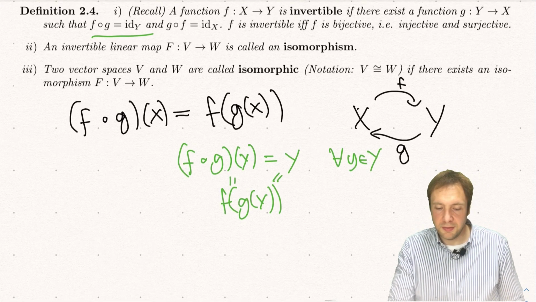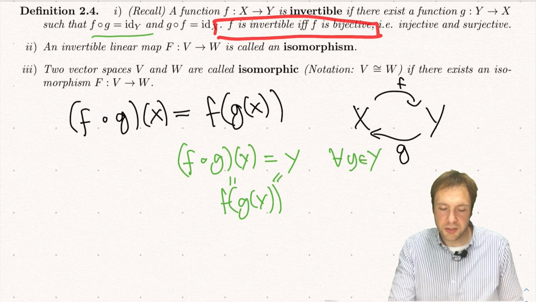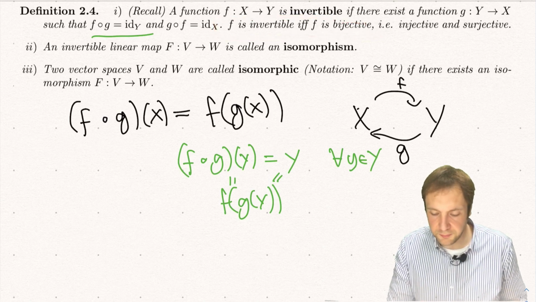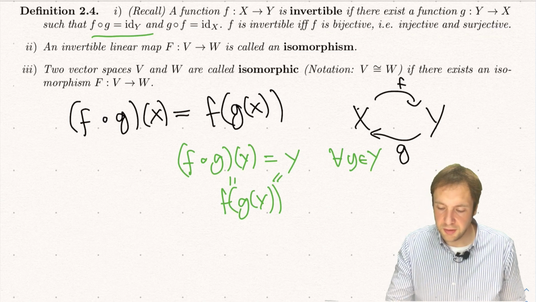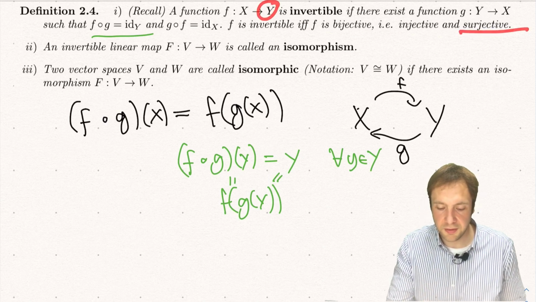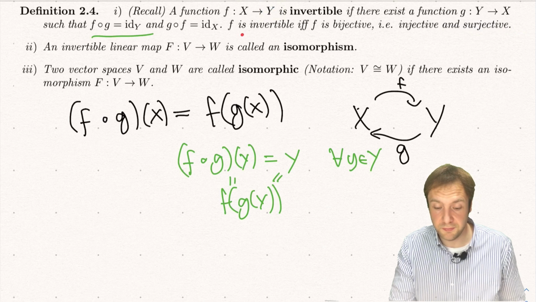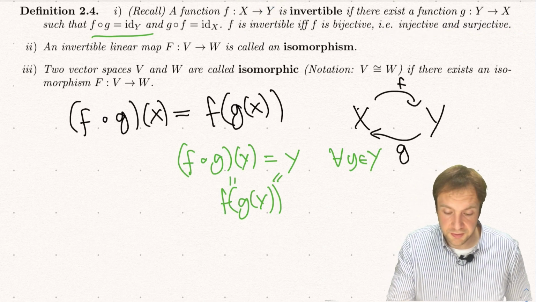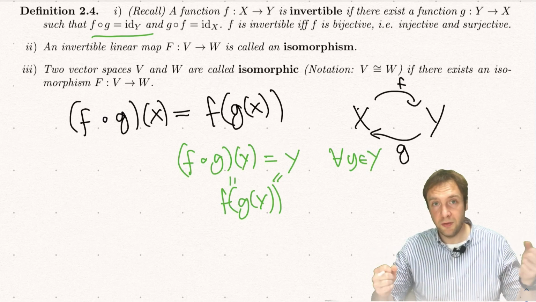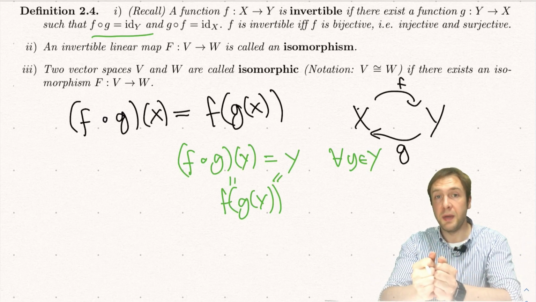And then we saw that a function is invertible if it's bijective, which means it's injective and surjective. So surjective means f can hit everything here, so the image of f is Y. And injective means that no two different elements of X get mapped to the same element in Y.